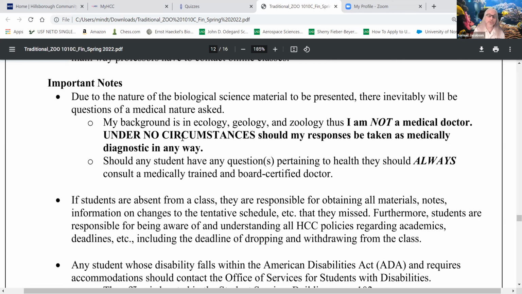My background is biology, which is really ecology and zoology and geology. A course like this is written for me. My undergrad degree was marine biology, but specifically marine zoology. I did a lot of marine science, but specifically marine zoology. My master's area was marine ecology, specifically botany within that. So this course is like written for me, but I'm not a medical doctor.